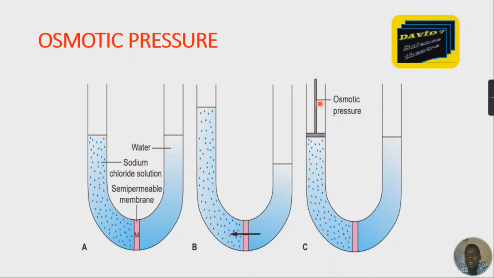Okay, and osmotic pressure is that very pressure we need. You see now the levels are equal. Okay, so the pressure which you can apply at the solution side to prevent movement of water through the semi-permeable membrane, that pressure which prevents osmosis is the pressure which we call osmotic pressure, just as you can see here. All right, so let's continue.